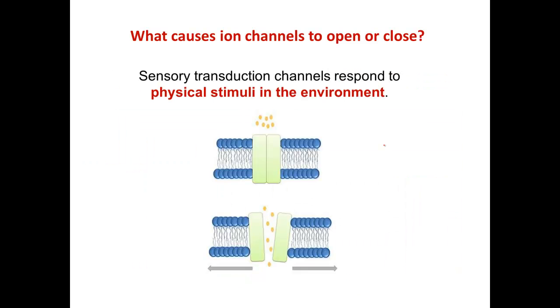Okay, there are other types of ion channels that respond directly to physical stimulation from the environment, and we call these sensory transduction channels, and you can tell here the word sensory. So these are the types of ion channels that allow you to sense things, that allow your sensory neurons to respond directly to different types of stimuli. Okay, so for example, the picture here, this is a stretch sensitive ion channel.